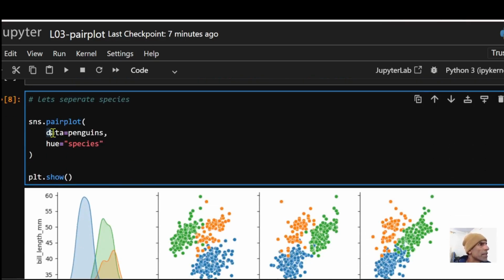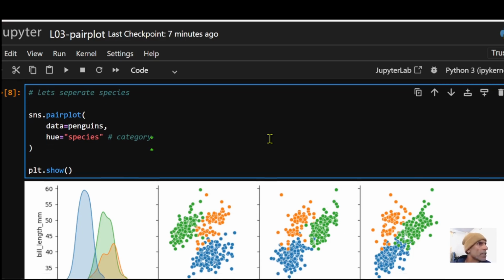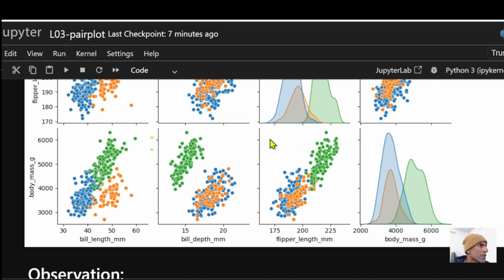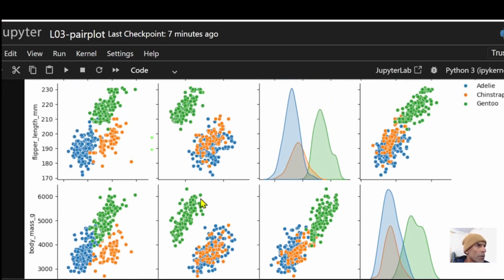So in this case, my data equal to penguins, and in this case, I'm putting hue equal to species. This is my category right here. All right. Okay, and let's plot this. So in this case, by plotting this, you can see a few interesting things. Let's see what conclusion we can draw. Well, this green one is isolated by itself very easily.